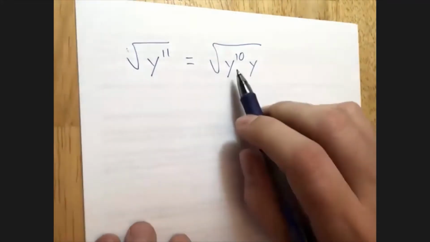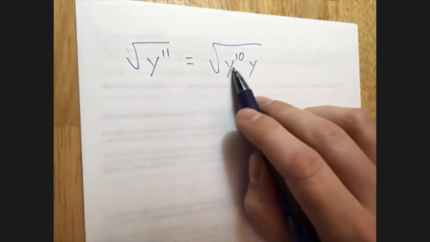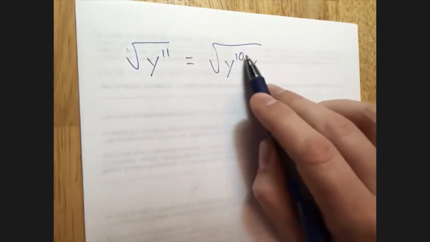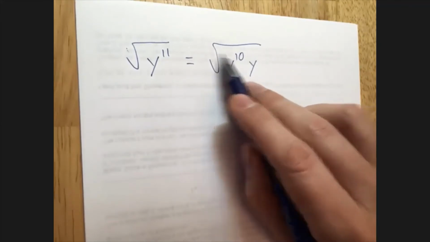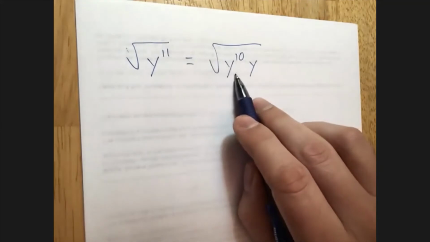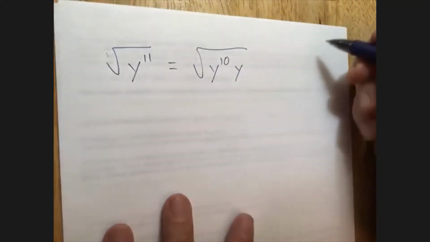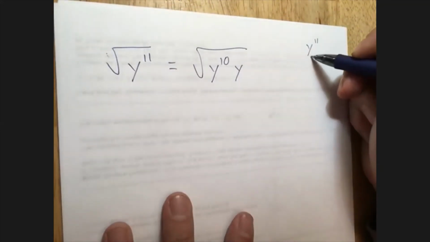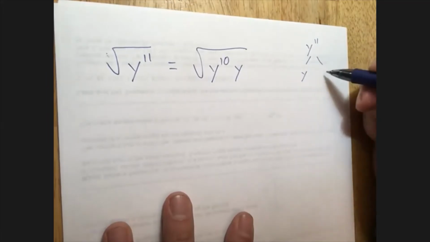Why can I do that? Well, because the product rule for exponents says that when I multiply these, I add the exponents. So it's 1 plus 10 is 11. So I can always break it down this way. Or using the tree, what I've done is I've taken y to the 11 and written it as y times y to the 10.